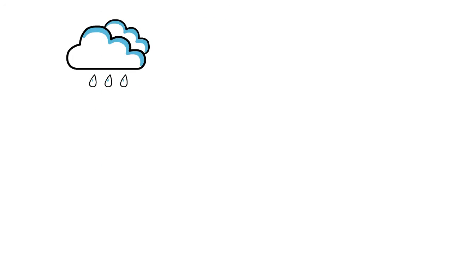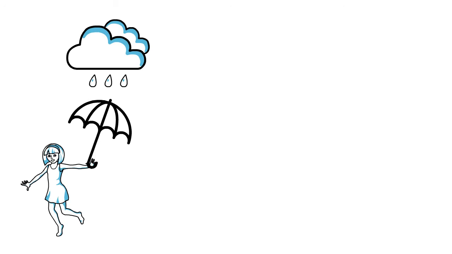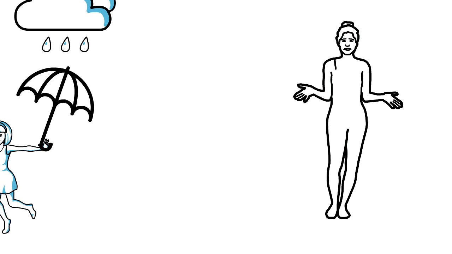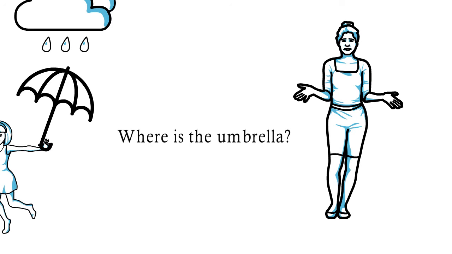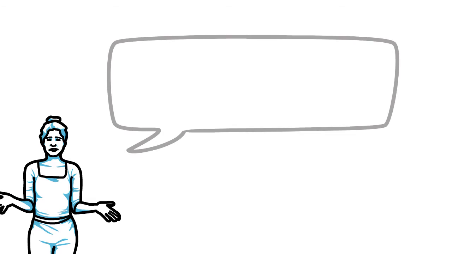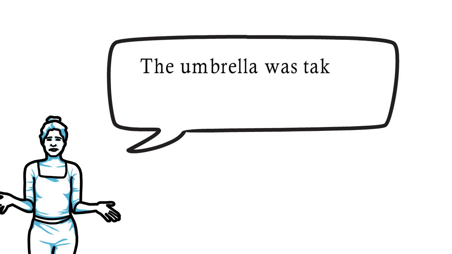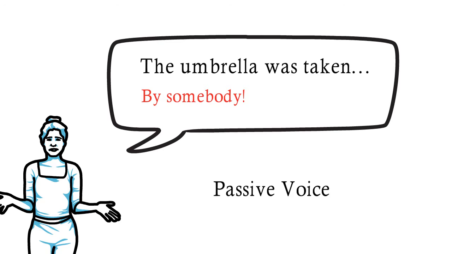Imagine that it was raining heavily and your sister Emily had taken your umbrella from home. You couldn't find your umbrella when you wanted to go shopping. You don't know who had taken the umbrella. I mean, you could probably guess, but you don't know. Where is the umbrella? The umbrella was taken by somebody. So, the solution is to use passive voice since we don't know who took the umbrella.